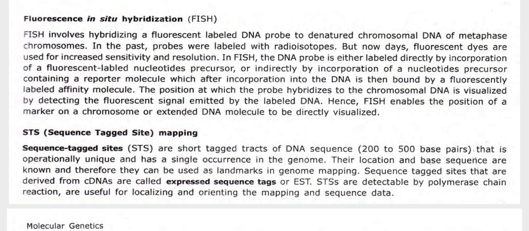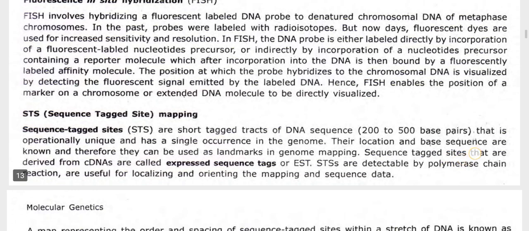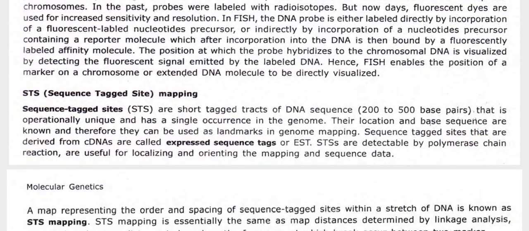STS, sequence tagged site mapping. Sequence tagged sites are short tracts of DNA sequence that are operationally unique and have a single occurrence in the genome. Their location and base sequence are known and thereby they can be used as landmarks in genome mapping. Sequence tagged sites that are derived from cDNA are called expressed sequence tags, or ESTs. STS are detectable by polymerase chain reaction and are used for localizing and orienting the maps and sequence data.